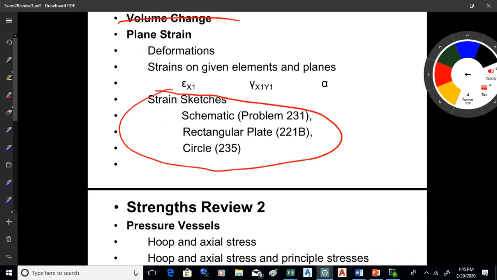Schematic, which is like problem 231, rectangular plates, which is like problem 221B, and then the circular sketches, which we did in class. So just be able to handle those sketches. A lot of the schematic is just to show the dimensions. The rectangular plate, a lot of this is about reference points. Circular works well when you've got a middle reference point. Okay.